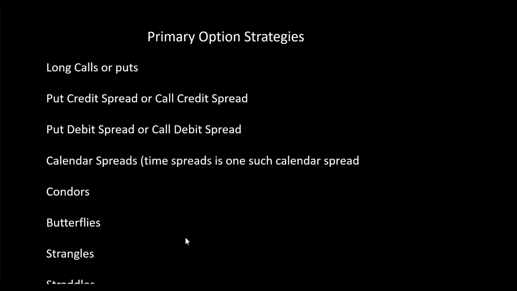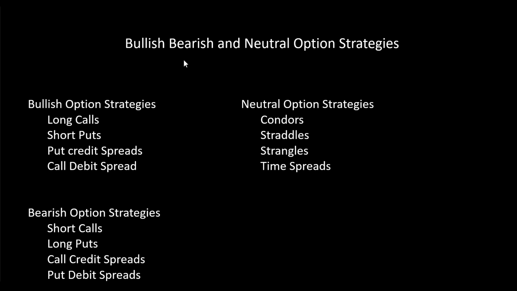So those are the primary option strategies that I look at when I look at a trade to make a determination which way should I go on this. All right, so these are bullish and bearish and neutral option strategies. So if you like a stock long and you want to use an option strategy, here's what you can do. You can do a long call. You can do a short put to bring in premium. You can do a put credit spread to bring in premium, or you can do a call debit spread. Those are all bullish strategies using options.